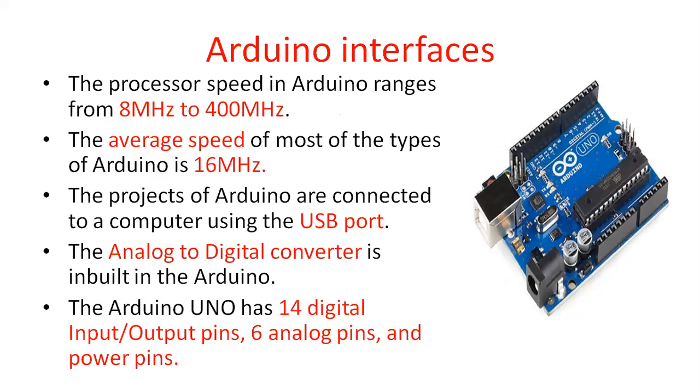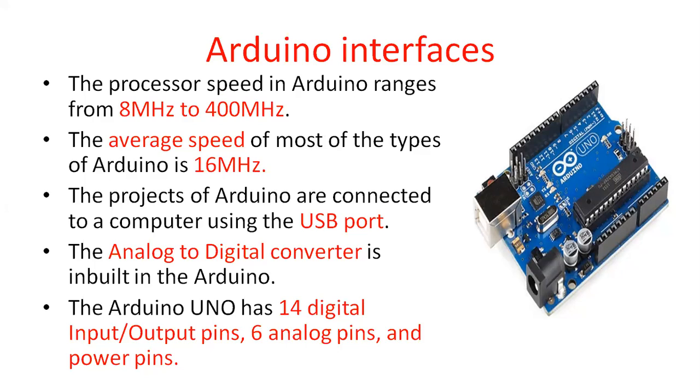Here, how can you represent the processor speed? Considering the latest ones, it ranges from 8 megahertz to 400 megahertz. The average speed in this case is Arduino's 16 megahertz. And then coming to the project, the Arduino is connected to the computer using a USB port.